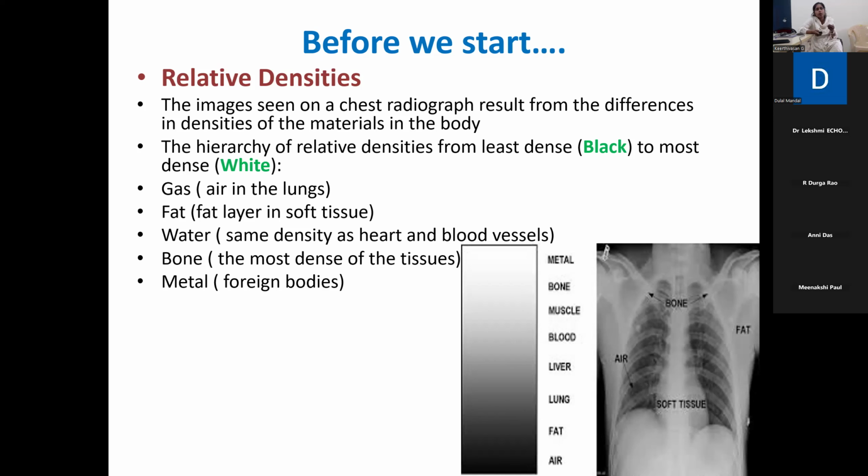Then the soft tissues, because of the fat, appear a little bit white. Then water: if you have seen an X-ray with effusion, you will always see that the density of the effusion correlates with the density of the heart or the mediastinal structures. Then bone, which is the most dense tissue. But sometimes there may be other foreign bodies present. Suppose a patient has a central line or a valve inserted; those metal foreign objects will be the most dense and will appear even whiter than the bone.